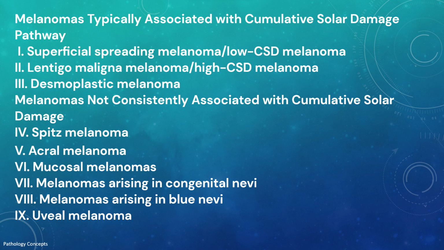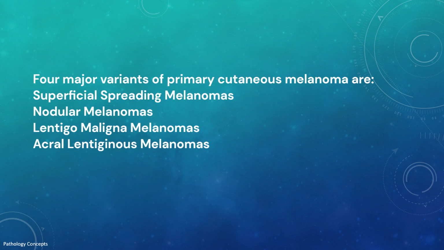Melanoma not consistently associated with cumulative solar damage: pathway 4 is Spitz melanoma, 5 is acral melanoma, 6 is mucosal melanoma, 7 is melanoma arising in congenital nevi, 8 is melanoma arising in blue nevi, and 9 is uveal melanoma. The four major variants of primary cutaneous melanoma are superficial spreading melanoma, nodular melanoma, lentigo maligna melanoma, and acral lentiginous melanoma.